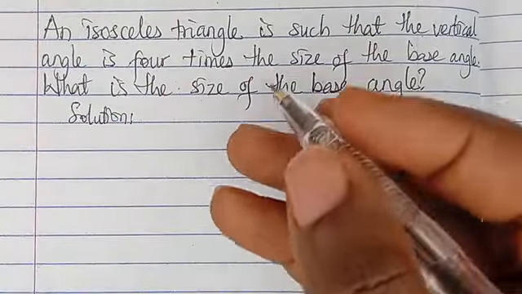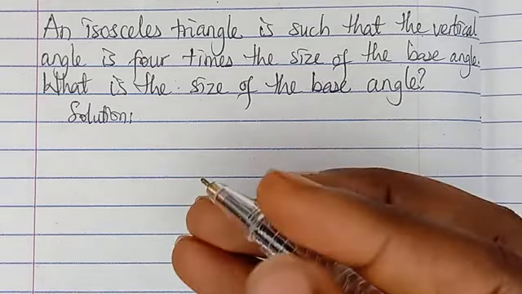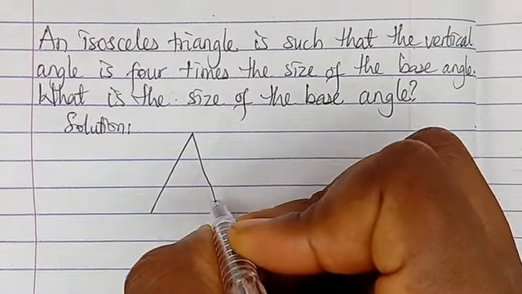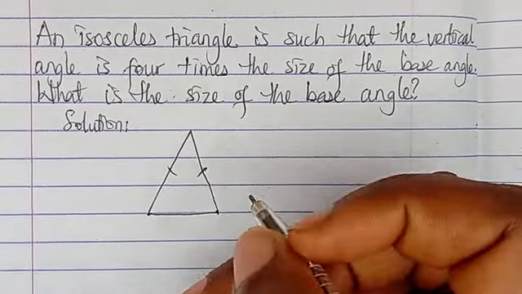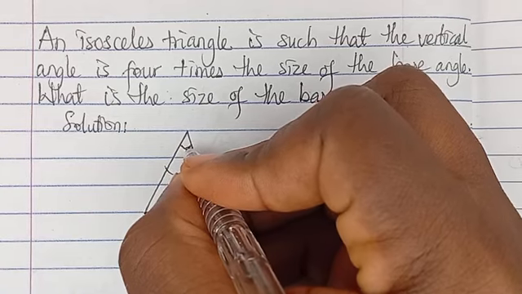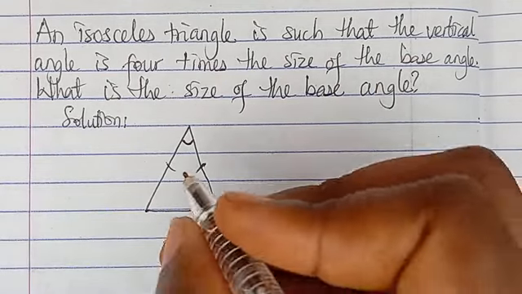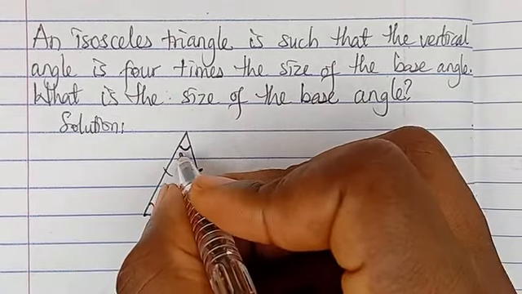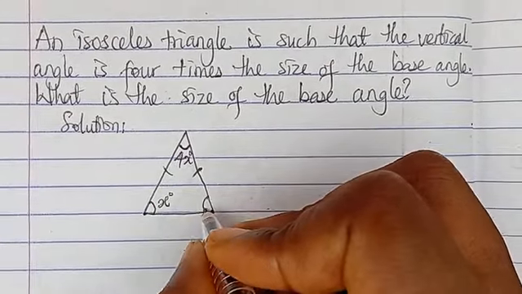Now, for this solution, we are going to have a picture to help us understand what this question is saying. An isosceles triangle. So we are going to draw any isosceles triangle. Okay, so these are the two equal sides. The vertical angle, so this is the vertical angle, is 4 times the size of the base angle. So if the base angle is, say, x degrees, that means the vertical angle is 4x degrees. Is that okay now?